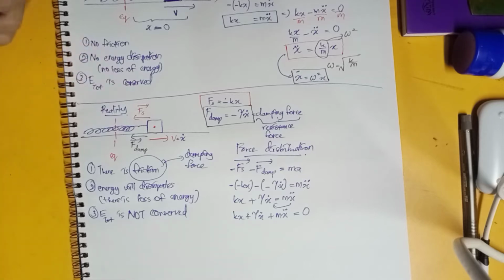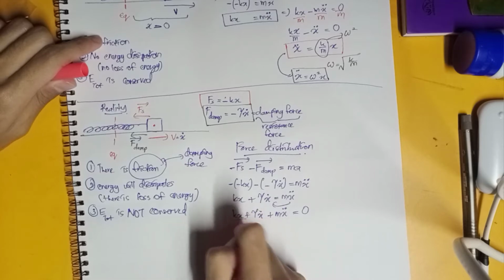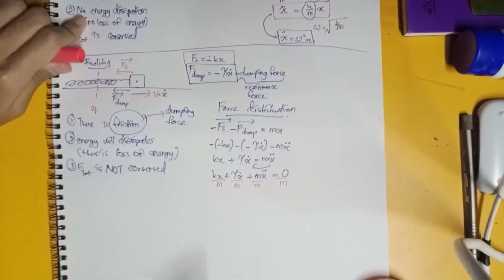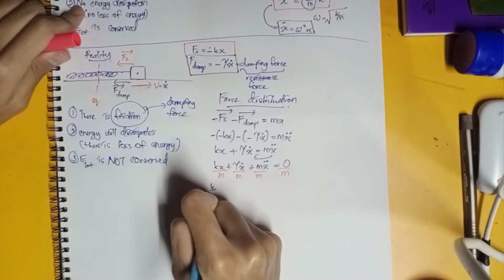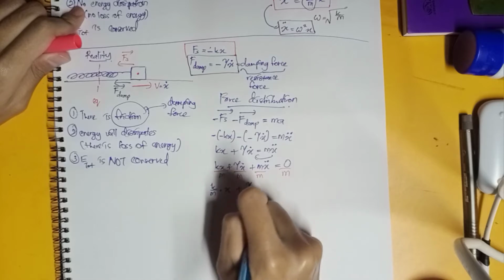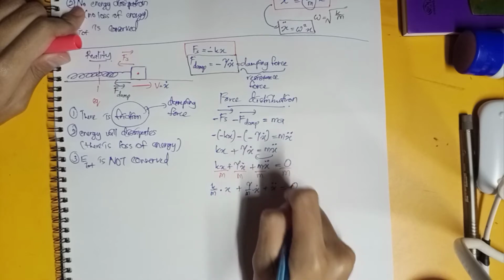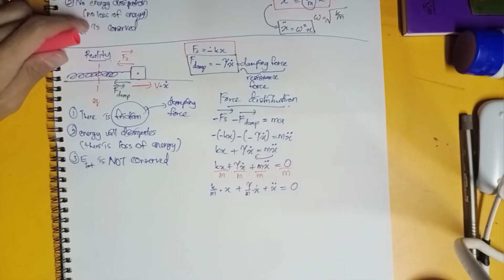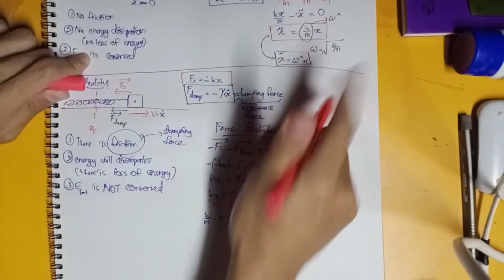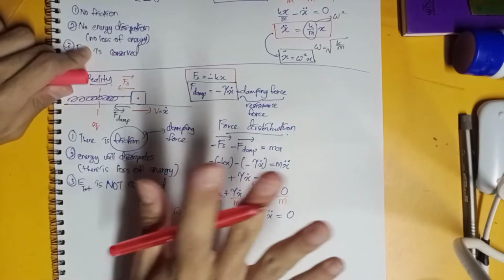Now each term of this formula will be divided by m. So finally we get k over m times x plus gamma over m times x single dot plus x double dot equal to 0. So here we know that k over m is equal to omega square. Oh sorry, omega naught square.